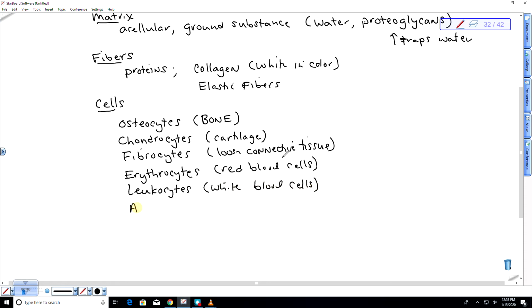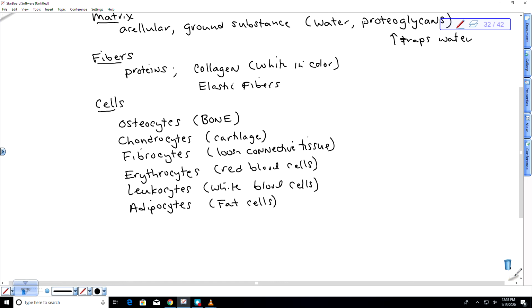We also have adipocytes. Where do you think adipocytes are? What is adipose tissue? What type of tissue is that? Fat. So this would be fat cells. Adipocytes. Okay.